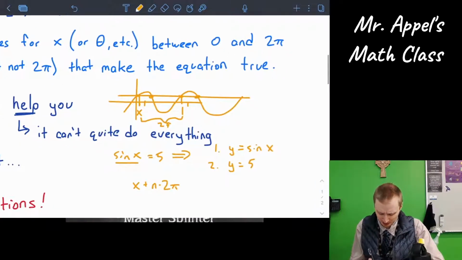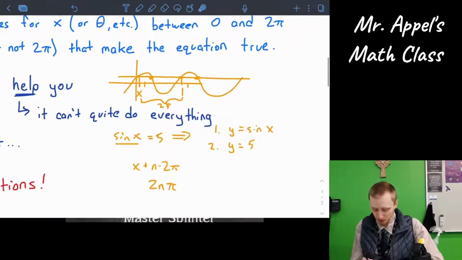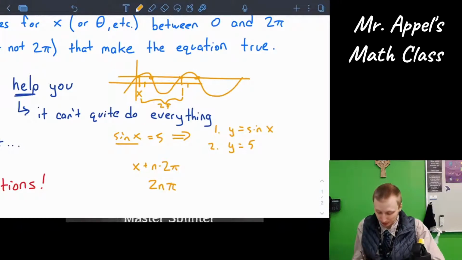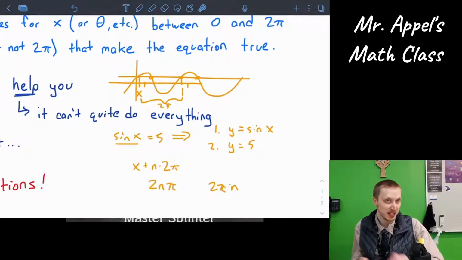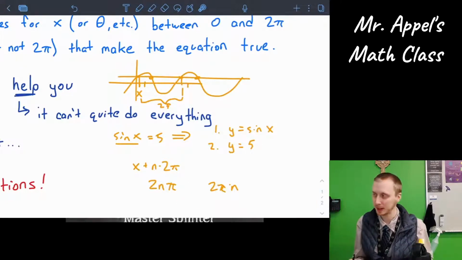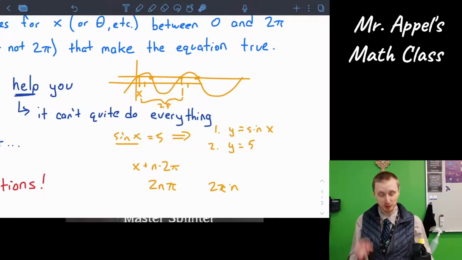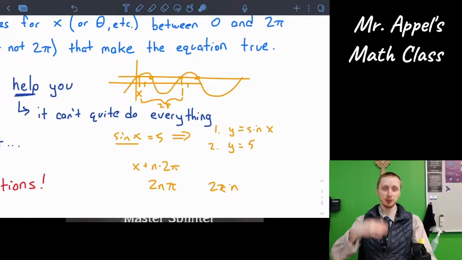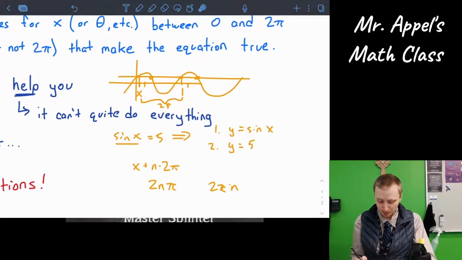And you can rearrange this. Our text likes to write it as 2n pi, sticking the unknown integer and then pi, the transcendental. I usually do 2 pi n, just because I like to keep the 2 pi together, but it's all multiplication. It doesn't make a difference. But this represents your repeated solutions. The solution comes up again and again and again as it repeats itself.